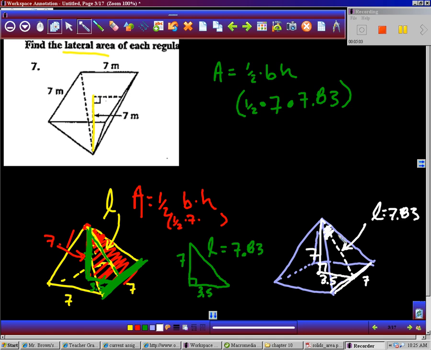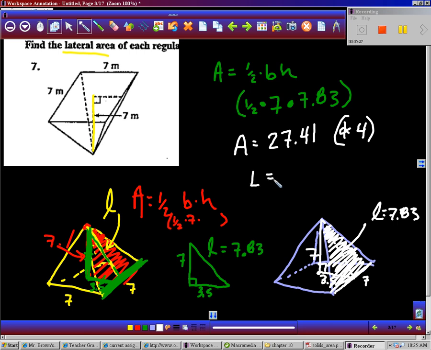So to find the area of this great big triangle right here, I did 7 times 7.83, and I get what? Does anybody get that? 27 point what? 27.41. Okay? But that's just one of the triangles. How many triangles do I have? 4. So I take that and I multiply it by 4. Now that is my lateral area.